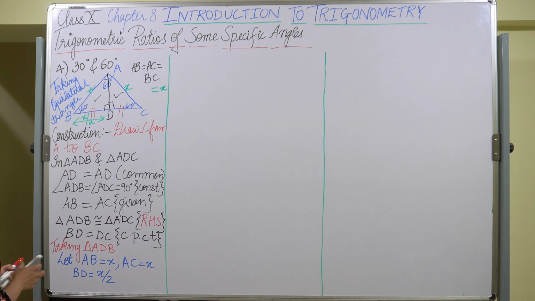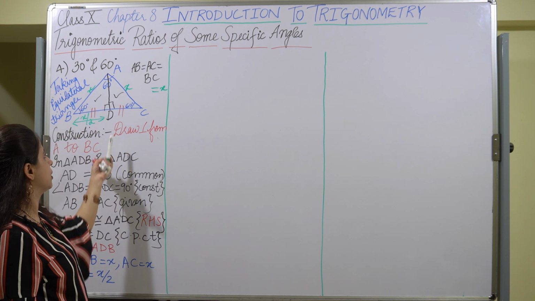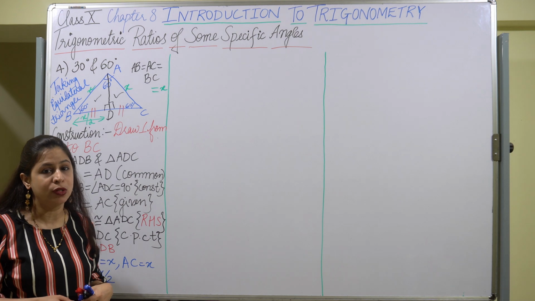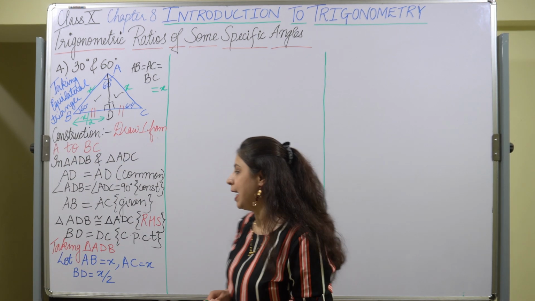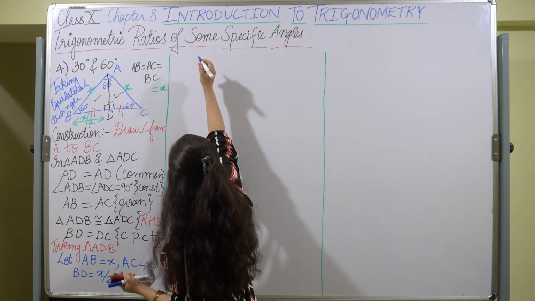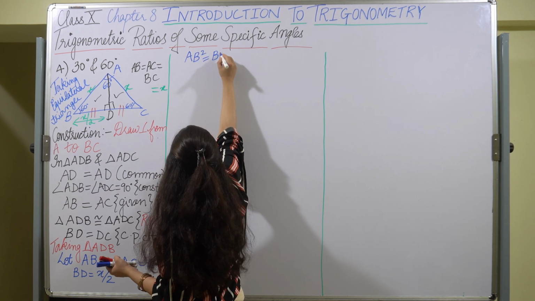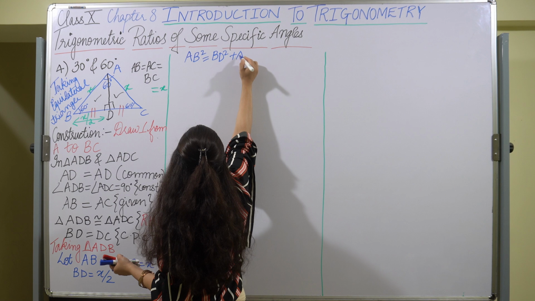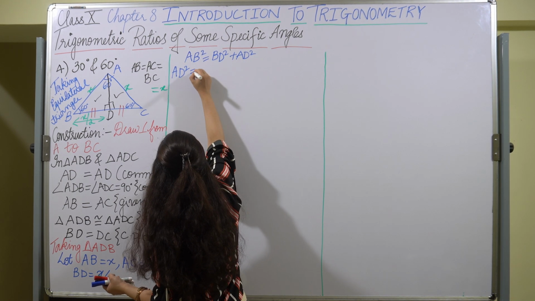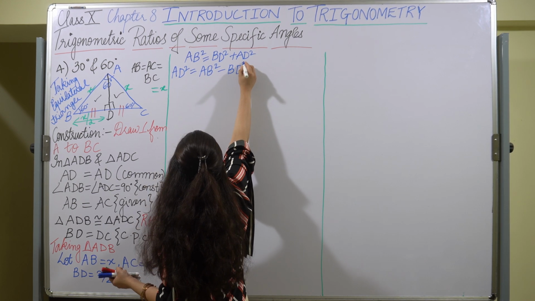Okay, so now in the triangle ADB, this side is known, but AD is not known. So let us find out the value of AD by the Pythagoras theorem. The Pythagoras theorem says AB square will be equal to BD square plus AD square. So AD square will be equal to AB square minus BD square.